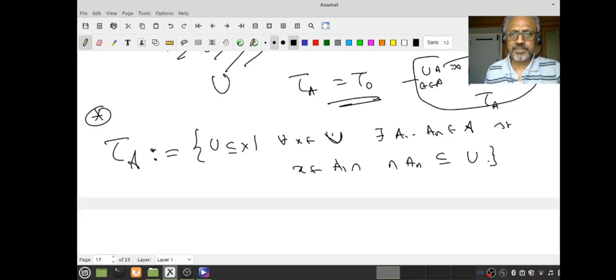All I have to do is find a finite subcollection A1 to An for every x, so that x belongs to A1 intersection A2 intersection ... intersection An, that is contained in U. Remember, this is similar to earlier things, like in a metric space, an open set U: for any x in U, there is an open ball, x belongs to B(x,r) and B(x,r) is contained in U. Something similar.